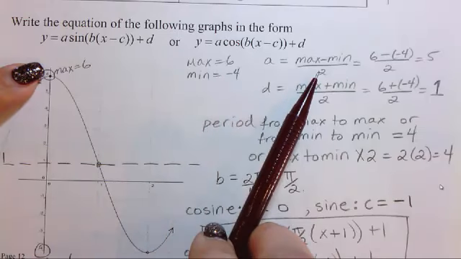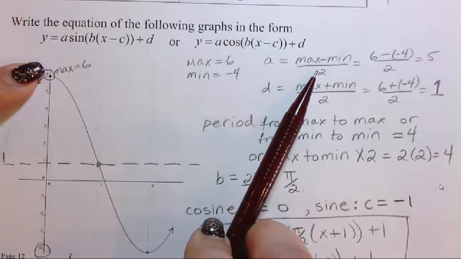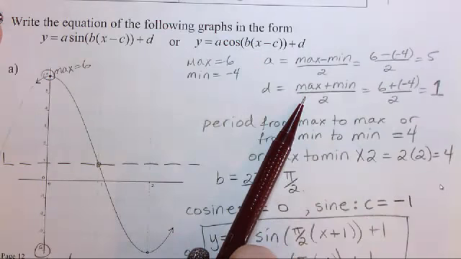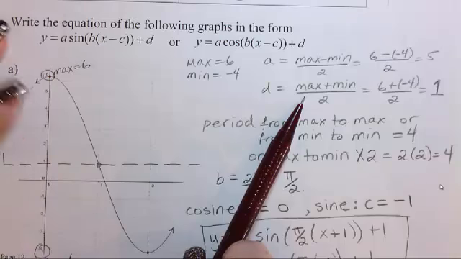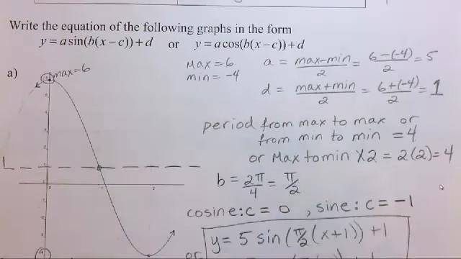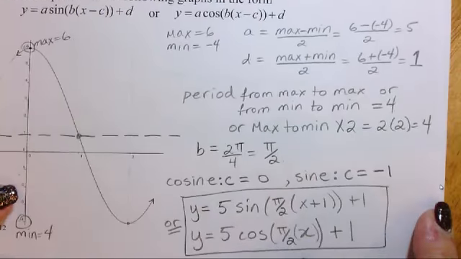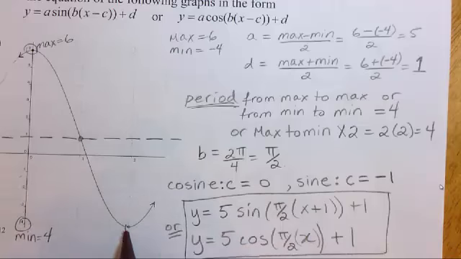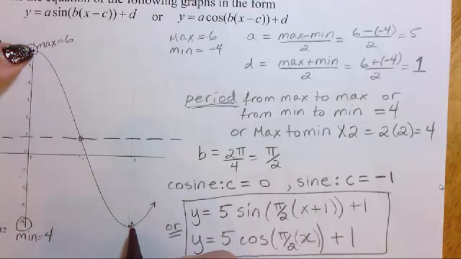So I subtract the max and min, divide by 2, I get 5. For my D, I take my max and min, add them together, divide by 2, and I get 1. So those are my A and D. Easy peasy lemon squeezy. Now my period, I'm going to read from here to here.